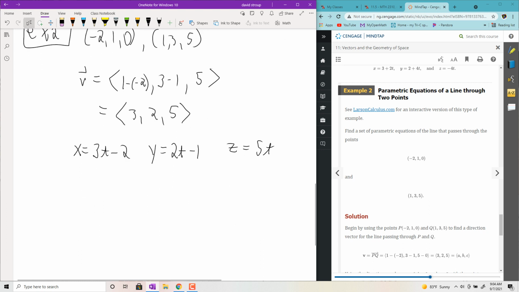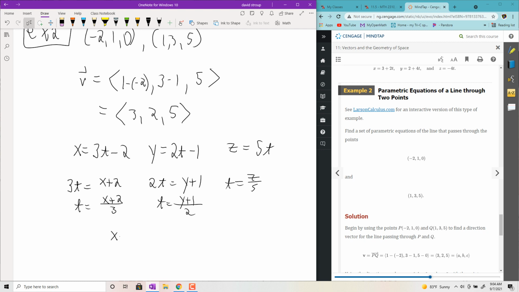And then get your symmetric equations. So 3t equals x plus 2, so t is x plus 2 over 3. 2t equals y plus 1, so t equals y plus 1 over 2. And then, of course, t equals z over 5. So our symmetric equations: x plus 2 over 3 equals y plus 1 over 2 equals z over 5.